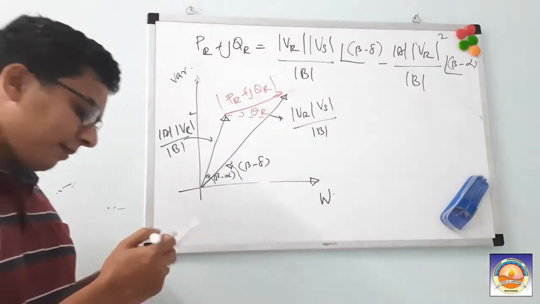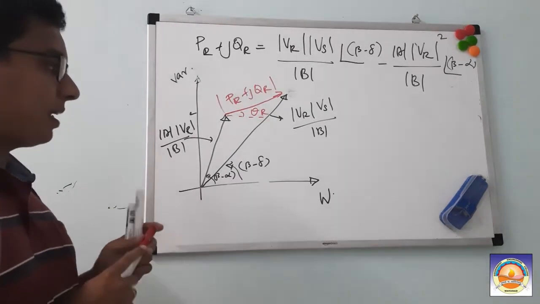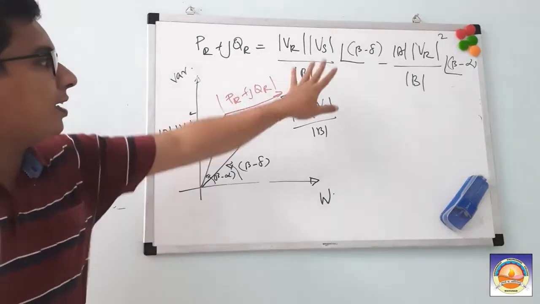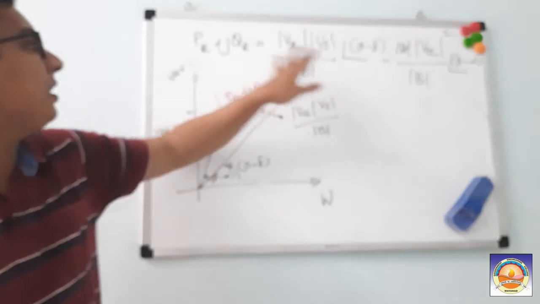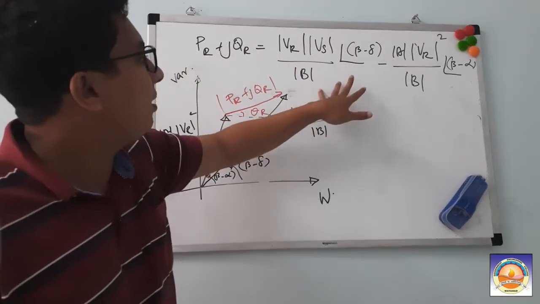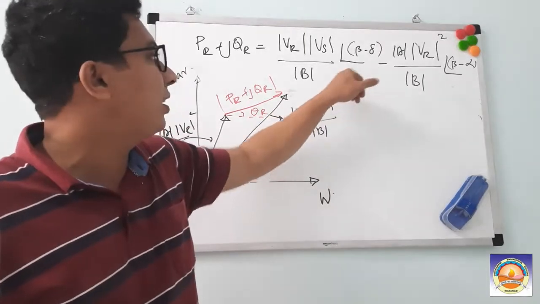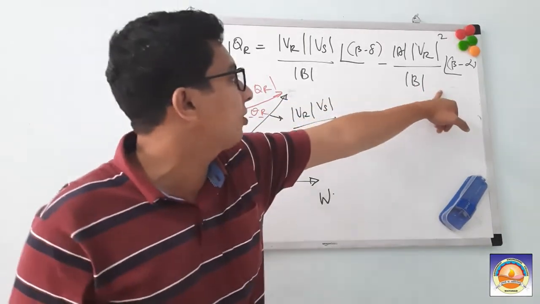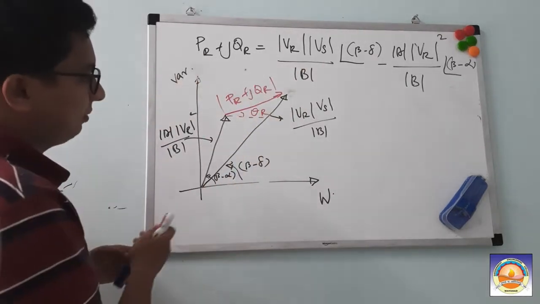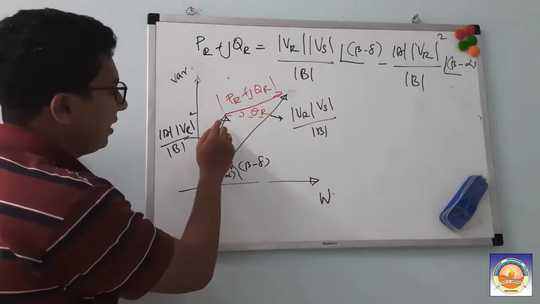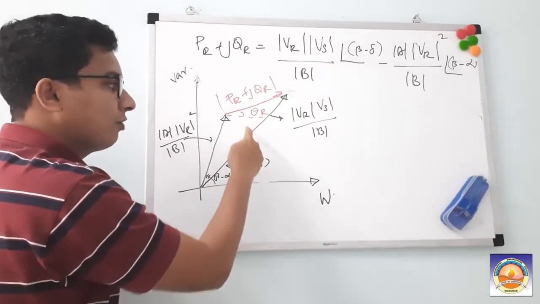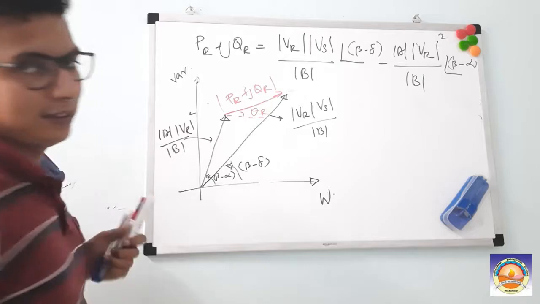Clear? So this has an application. In this diagram, we are taking this equation. We have seen that this PR plus jQR can be expressed as a phasor, Vs Vr by B at a magnitude and angle. So this is a phasor and this also is a phasor, and we are representing it as a phasor sum here, the complex power. If we add Vs Vr by B at an angle of beta minus alpha plus PR plus jQR at an angle of theta R, we will get the total phasor.